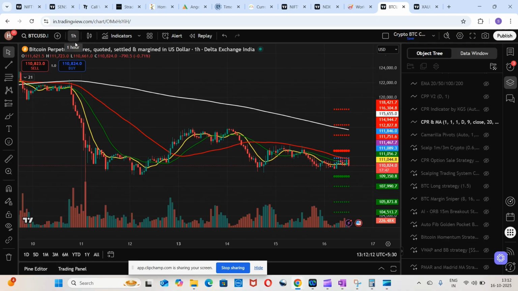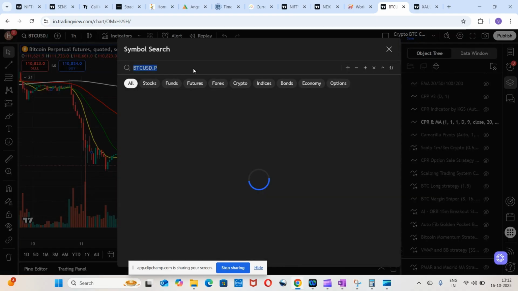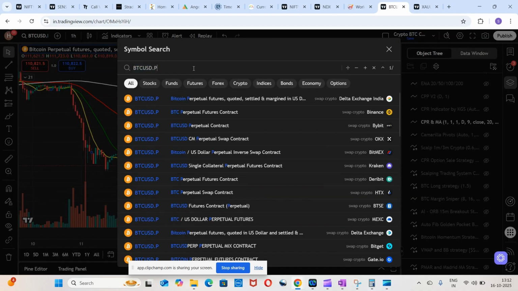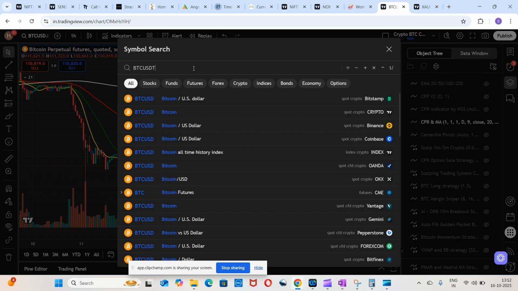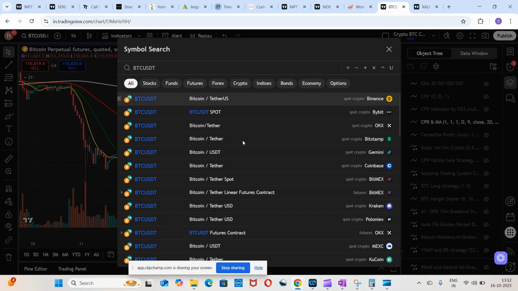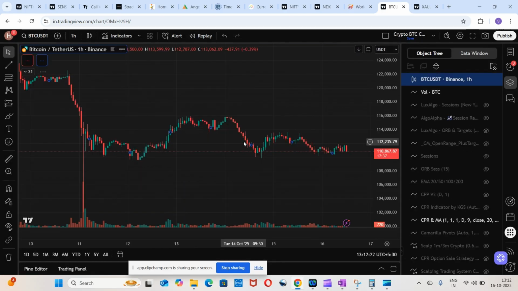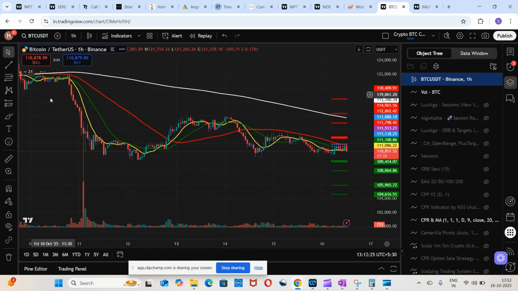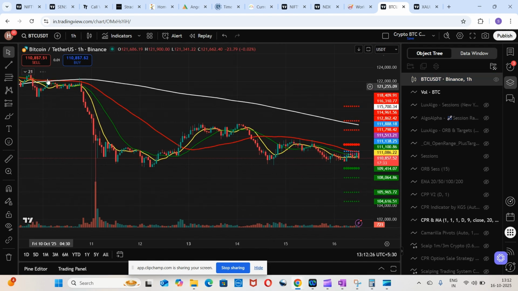So let's check the Bitcoin USDT also. Okay, check Bitcoin USDT. 1 hour. So same here again. You'll enter when this 50 SMA crosses 200 SMA, and you'll stay in the trade. Okay, let's see the 15 minutes one.